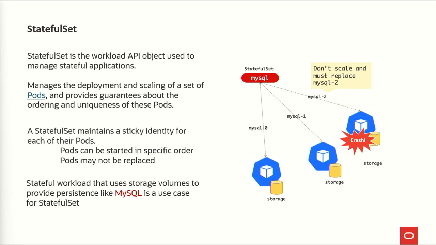Therefore, since the StatefulSet is designed to persist the data, whenever one of the pods within the StatefulSet crashes, unlike a Deployment or ReplicaSet, it won't scale, but it will try to start up the same pod with the same identity, so that it won't scale like what happens in a Deployment or ReplicaSet.